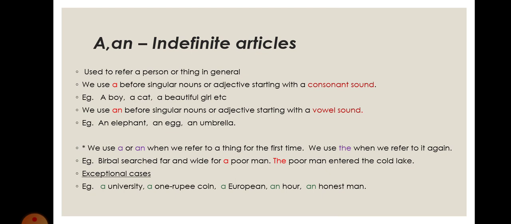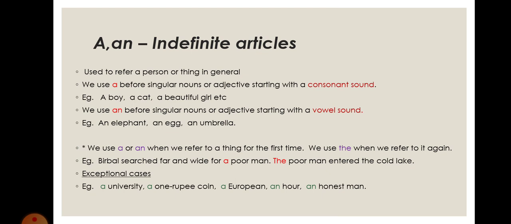Birbal searched far and wide for a poor man. The poor man entered the cold lake. So in the first sentence it says that Birbal was in search of a poor man. So it can be any poor man. That is why article a is used there. A poor man. And the word poor starts with a p sound, which is a consonant sound.